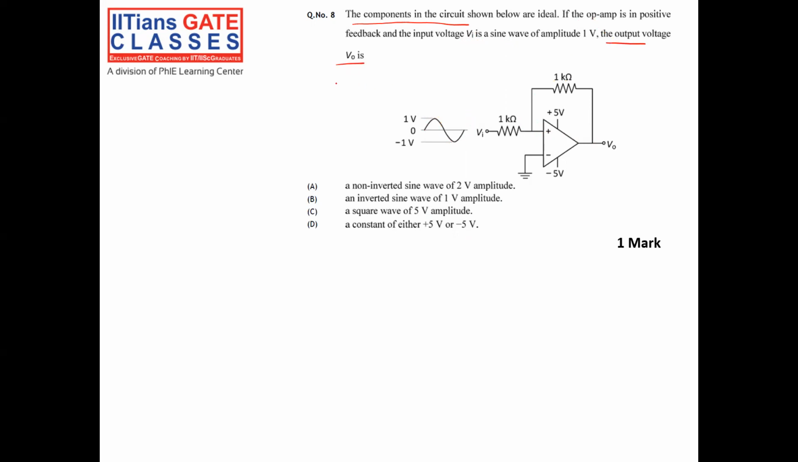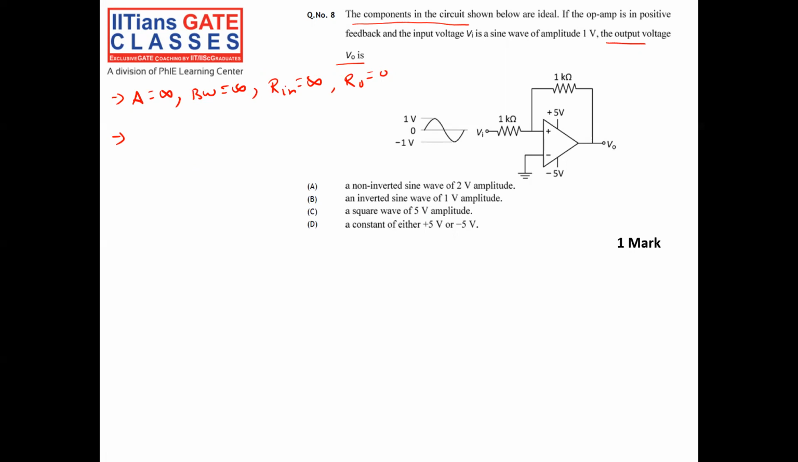So guys, first thing is we should know, since it is in positive feedback and op-amp is ideal, what is the meaning of ideal? Gain of the op-amp is equal to infinity. Bandwidth is equal to infinity. The input resistance is equal to infinity. The output resistance is equal to 0. So it's a very ideal op-amp.